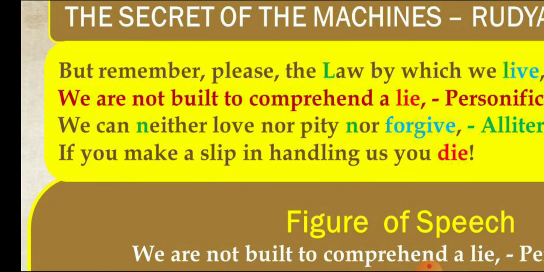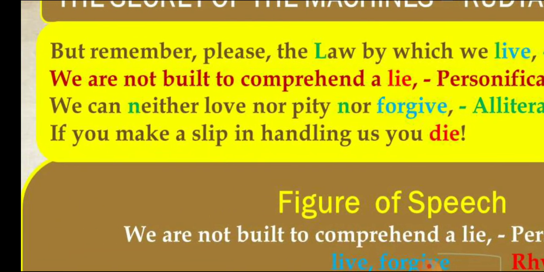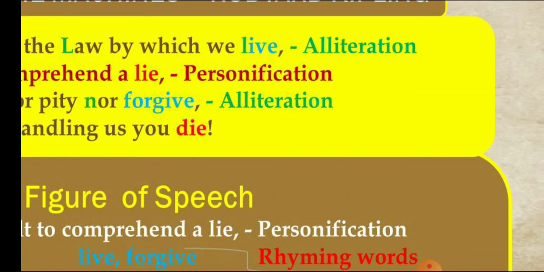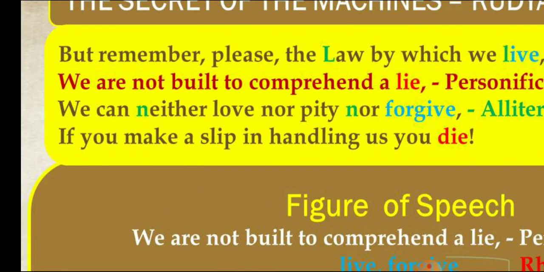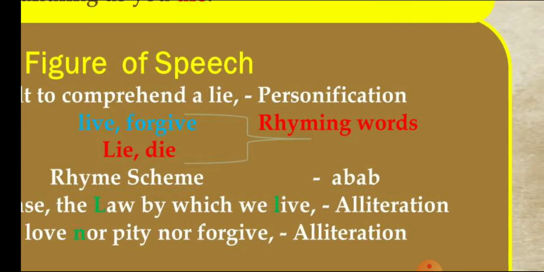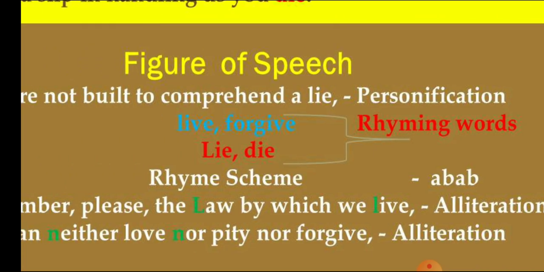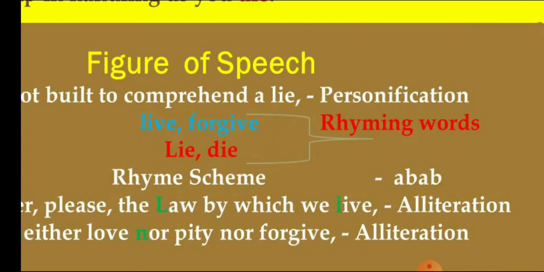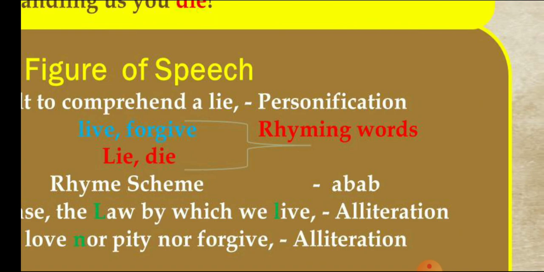Next. But remember please the law by which we live. Here the L sound is alliterated. And we are not built to comprehend a lie. So this is personification. The figure of speech employed in the second line of this stanza is personification. We can neither love nor pity nor forgive. Here the N sound is alliterated. And if you make a slip in handling us, you die. Live, forgive, lie, die are the rhyming words, and the rhyme scheme is ABAB.